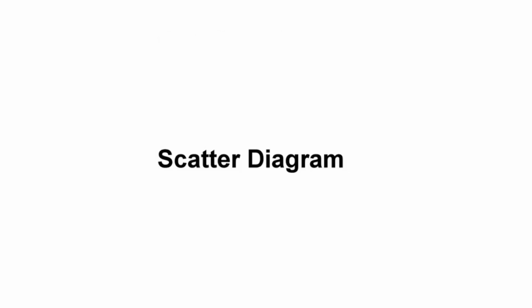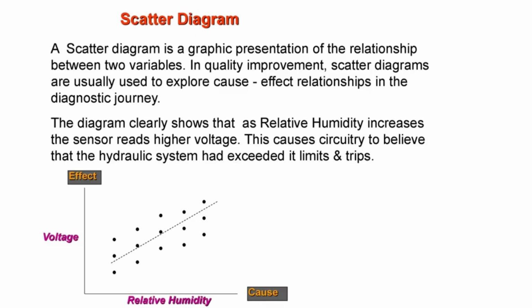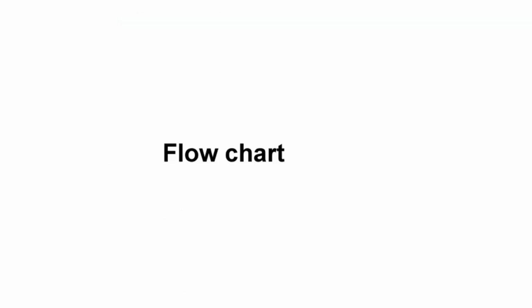Then next is scatter diagram. We will apply scatter diagram. The scatter diagram is a graphic representation of the relation between two variables. It shows the relation between voltage and relative humidity. What is the variation you can see. The diagram clearly shows that as the relative humidity increases, the sensor reads higher voltage.